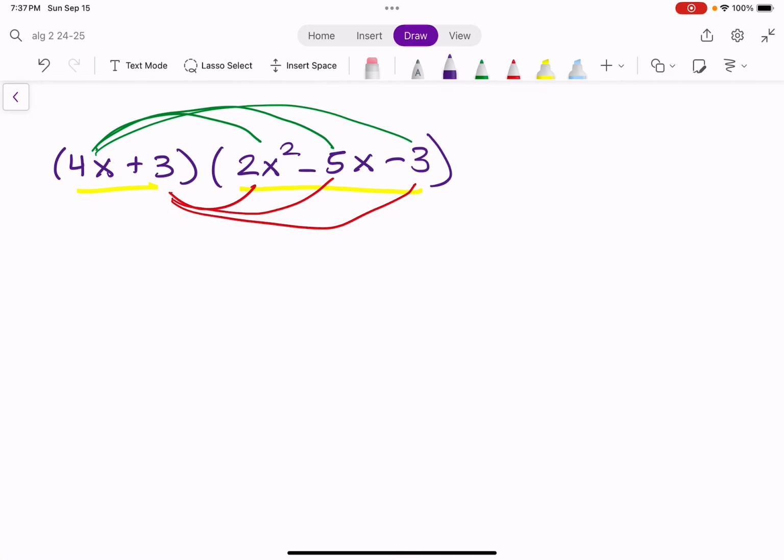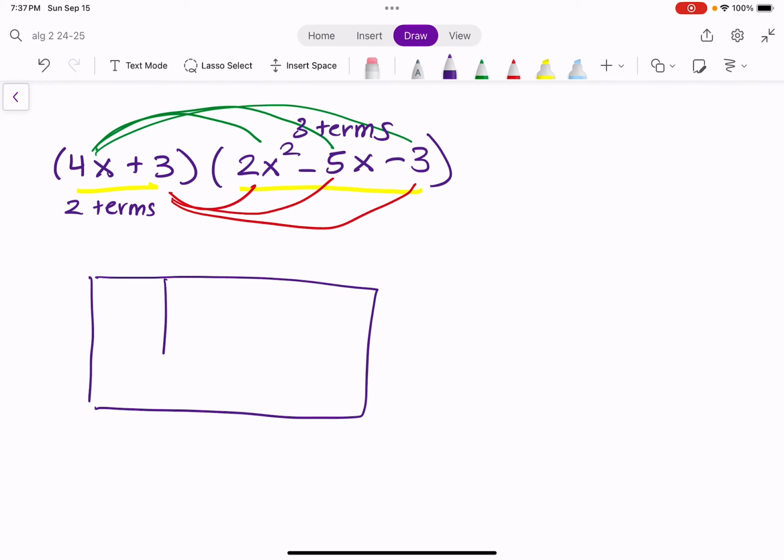If you notice, I have 2 terms here, but I have 3 terms here. So I'm actually going to make a 2 by 3 box. It's going to be like a long rectangle, and it could be this, or it could be sideways, like up and down. So I'm going to put my 4x and the plus 3 here.